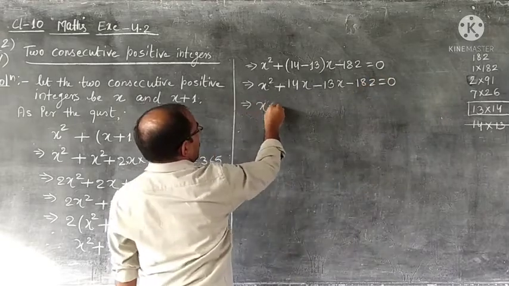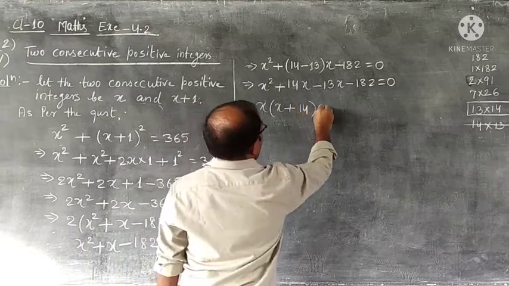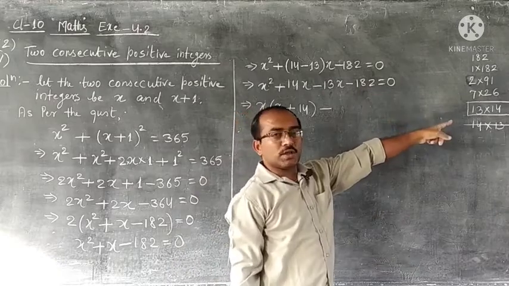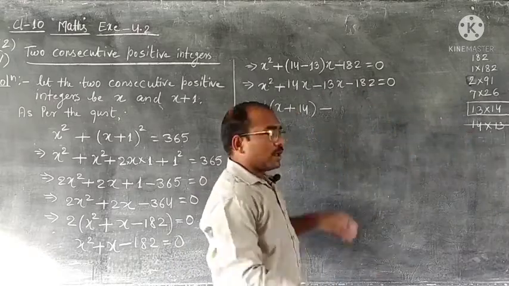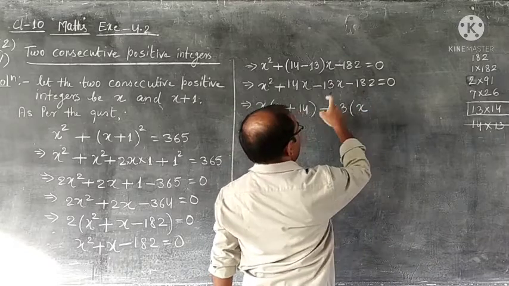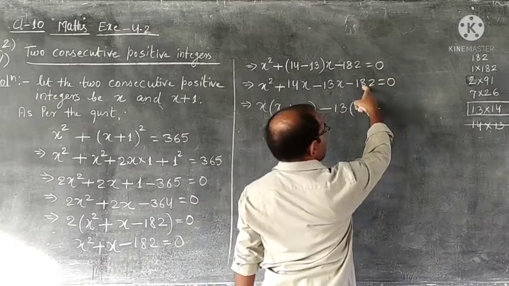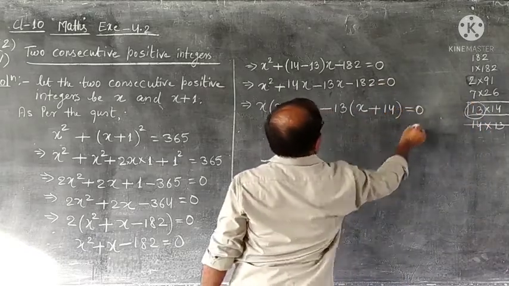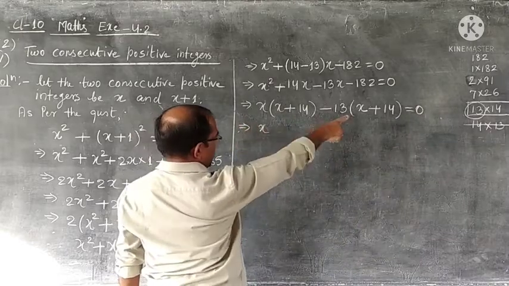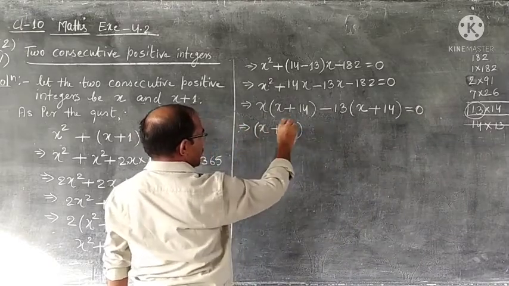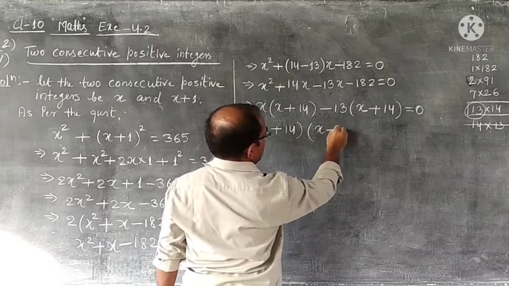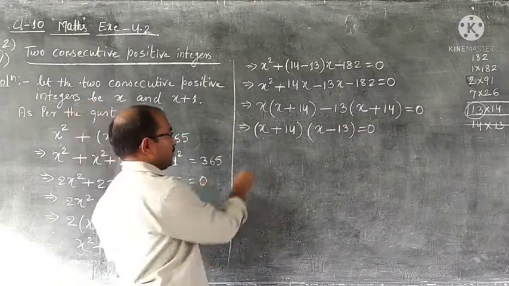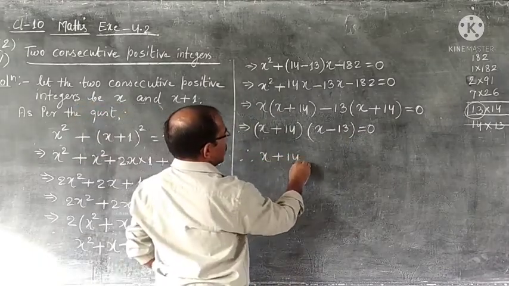We will take x common: x plus 14, minus 13 and 182. What shall we take common? 13 and 182. 182 has 13 and 14 both. So we take 13 common. X remains. It is a minus sign, so the next sign will change, and in place of 182, 14 will remain. We get x plus 14 inside the bracket, the same term will remain. Here x remains, here minus 13 is equal to 0. Factorization is done. Separate them. Now separating them, we will get the roots.